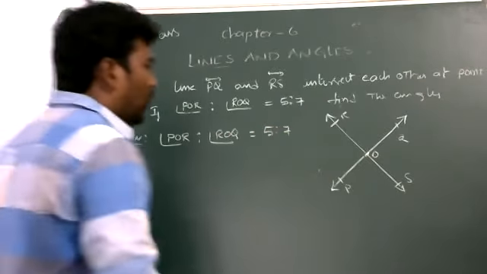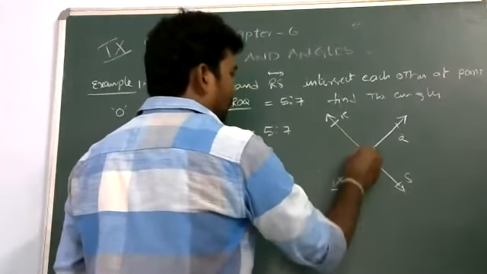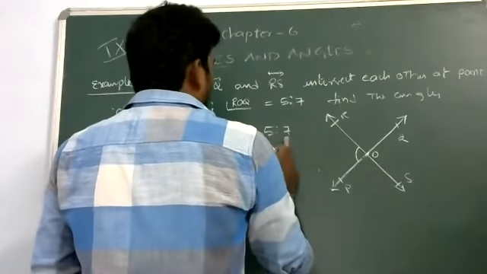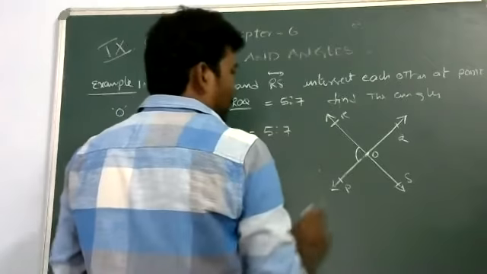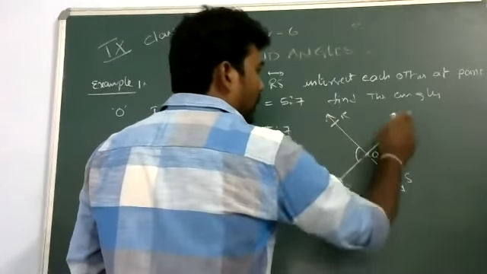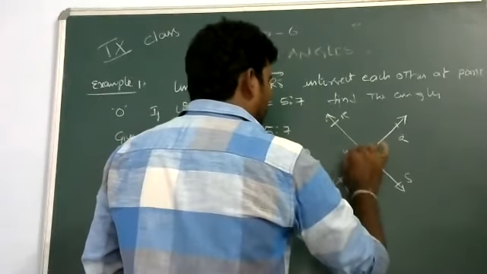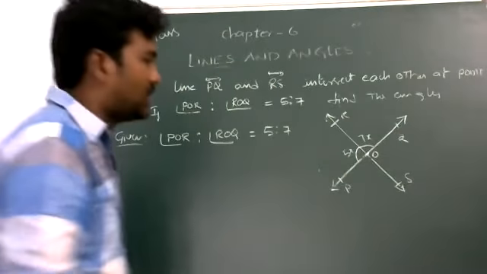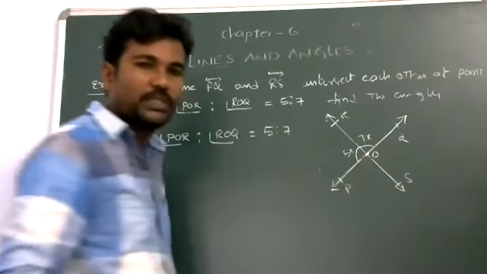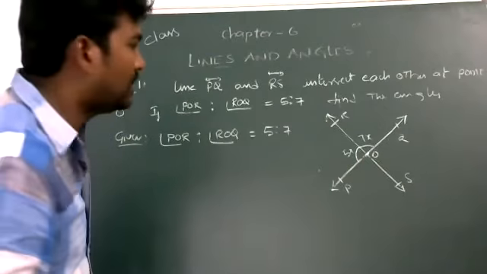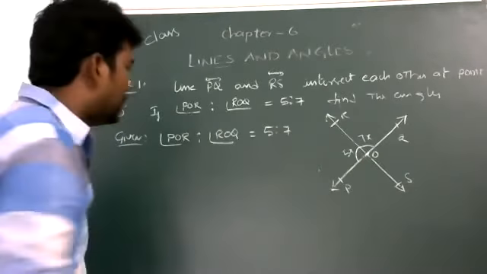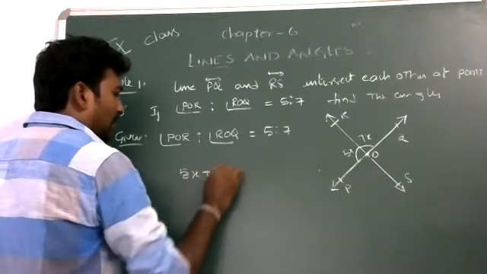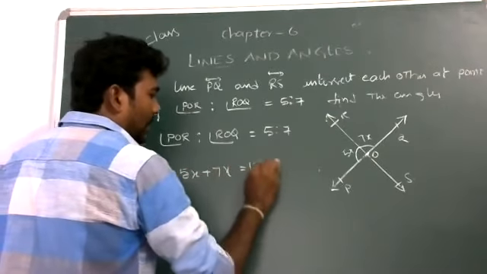POR, this angle. And then the next one is 7, I mean ROQ, this angle. So this one is 5x, this one is 7x. Already we know that these two are adjacent angles as well as these two are representing 180 degrees. Then these two are a linear pair of angles. So that means here you can write 5x plus 7x is equal to 180 degrees.